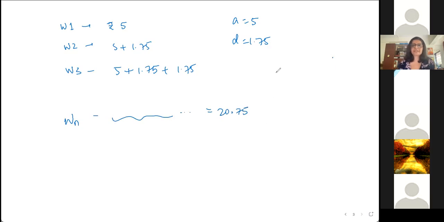Yeah, you're right. So it's AN, right? So in the nth week, her savings are the same. It's not that after n weeks she has savings of 20.75. The weekly savings is this. So if we just put this in the first formula, we will get n is equal to 10. That is pretty direct. So 20.75 is 5 plus n minus 1 into 1.75.